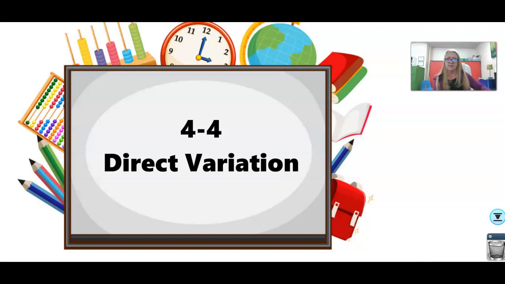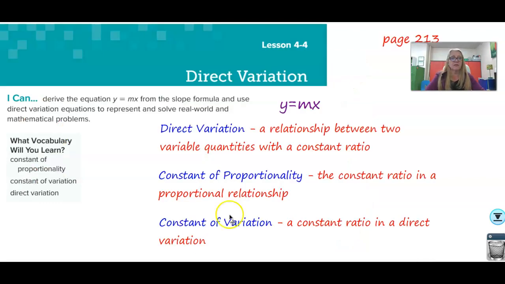I don't think this section is really hard. I think you'll enjoy it. We are still going to be working with slope as promised, but this isn't too challenging. I think you'll get through this pretty quickly. All right, so we're going to be starting on page 213 in your workbook.